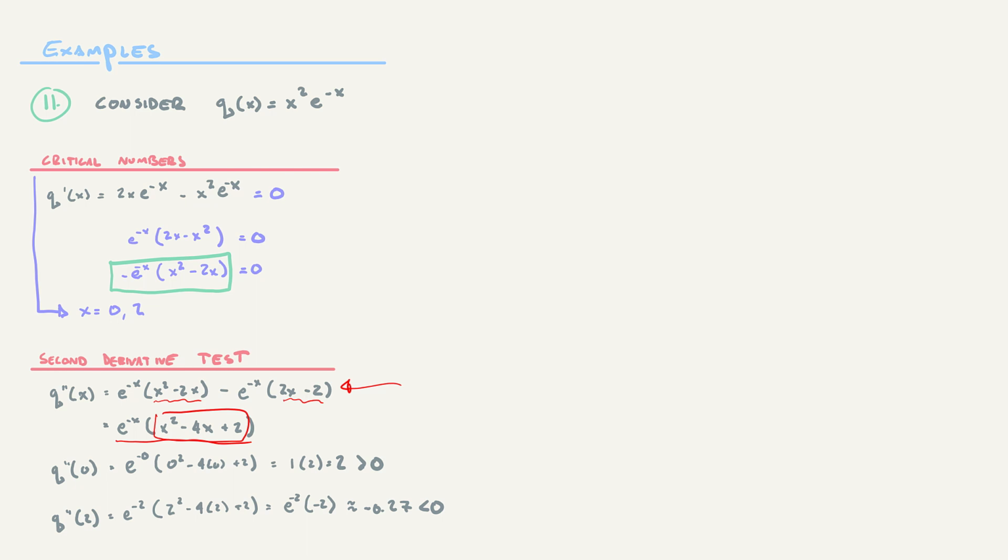And then I plugged in my critical points, right? Because the second derivative test says when f prime of c is equal to 0, then we have to look at what f double prime of c is doing. It's either going to be greater than 0, or less than 0, or it could be 0, which is another case I'll talk about here in a second. But when I plugged in 0, I got that it was 2, which is greater than 0. And when I plugged in 2, I got that it was negative 0.27, which is less than 0.